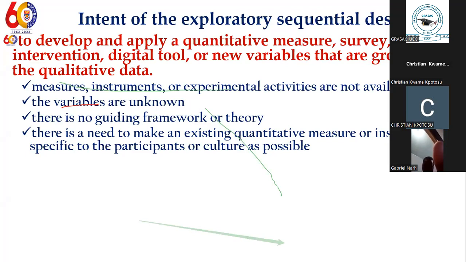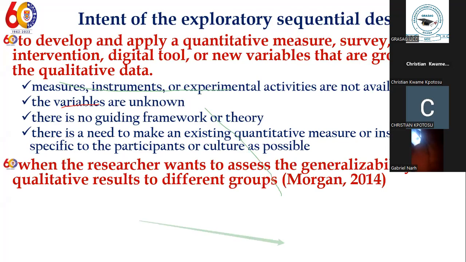But if you take time to go to those people and query them, get more information about them, then you come back and you design a very specific instrument that will help you to collect data from them. Sometimes you collect quantitative data, you analyze, and you realize, no, there's something wrong. This is the sample that I have, and the result I'm getting does not apply to them. It means that you have not made use of the exploratory sequential mixed methods.